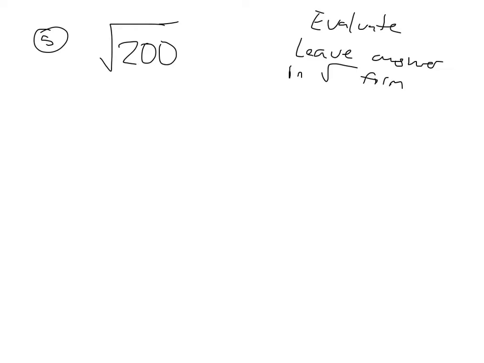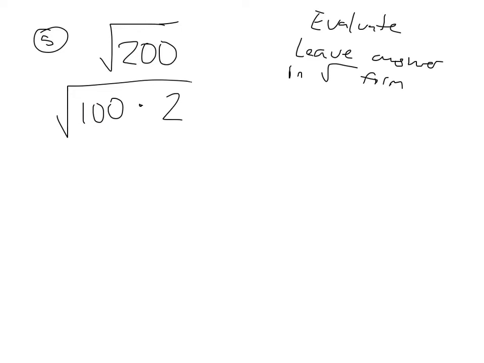Again, the product property of square roots is going to come in handy here. So what I'm going to do is change the square root of 200 into the square root of two numbers that multiply to get 200. Okay? And I'm going to pick 100 times 2. Is that the only way you can do it? No, but let me show you why I did that. 200 is not a perfect square, but 100 is.